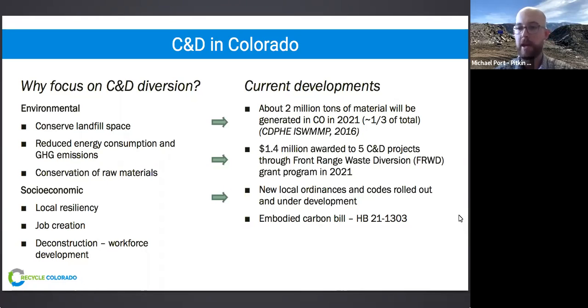So there's money and emphasis going to C&D in Colorado now, especially through the local ordinances and codes that are being developed, rolled out and discussed, from the ones we'll be talking about today to different mountain communities looking at codes as well. And then, not directly C&D recycling, there's a bill right now being discussed on embodied carbon. So looking at the environmental footprint of building materials and how the state can lead on reducing the footprint of our buildings.